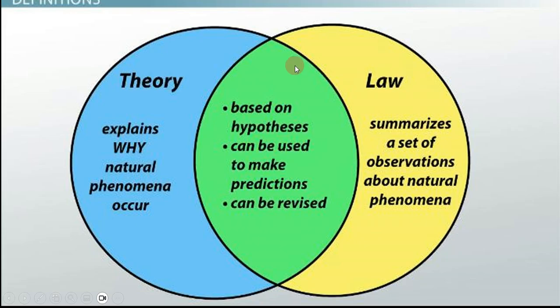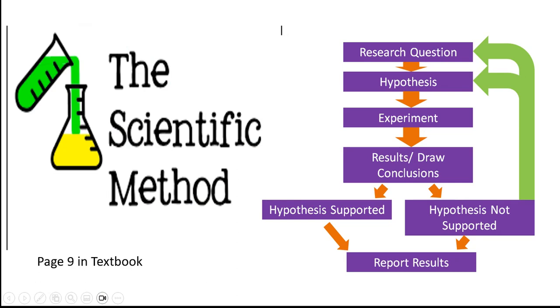They're things that are true for both of them. We have based on a hypothesis, can be used to make predictions, and can be revised. Notice can be revised is in the middle, meaning I can revise a theory, throw it out. I can revise a law and throw it out. It's a famous one of those.